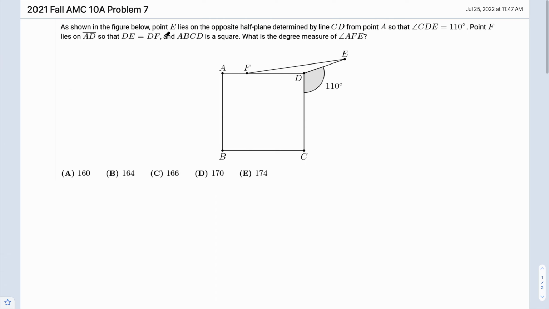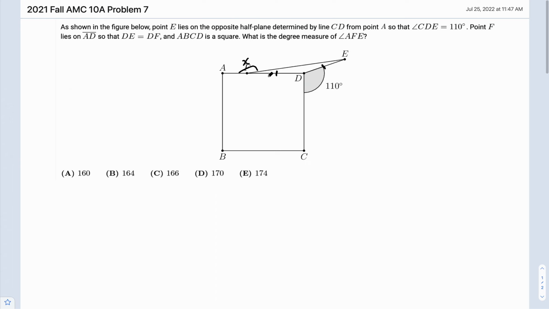As shown in the figure below, point E lies on the opposite half plane determined by the line CD from point A so that the angle CDE is 110 degrees. Point F lies on AD so that DE is equal to DF. What is the degree measure of AFE? So, we're asked to find this.